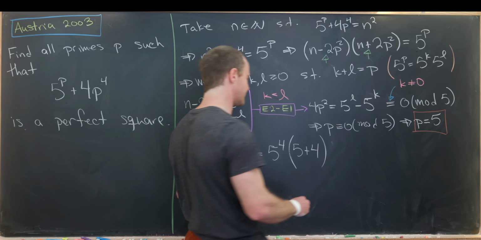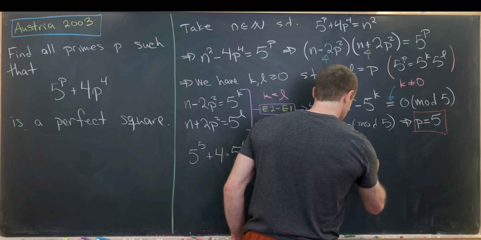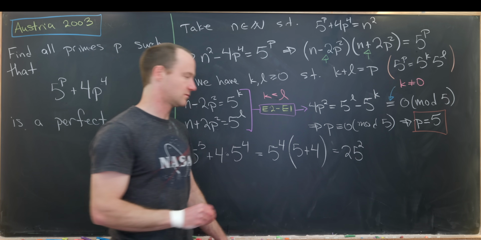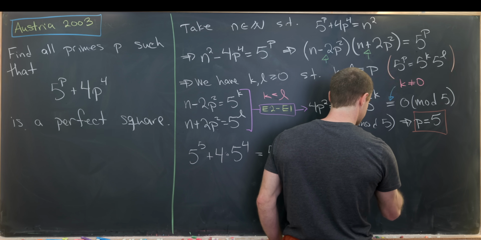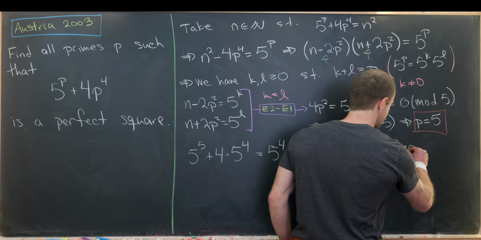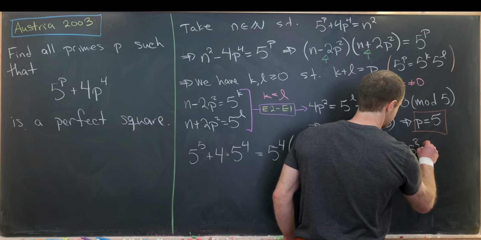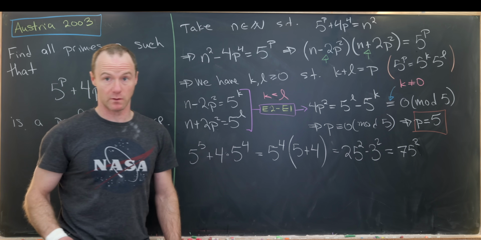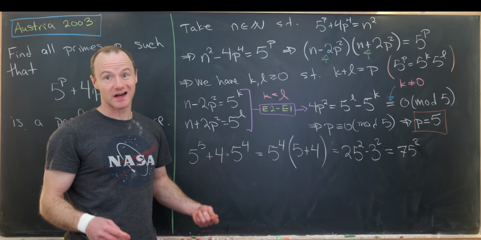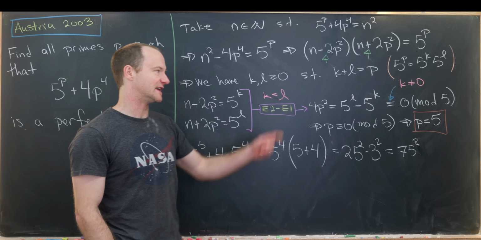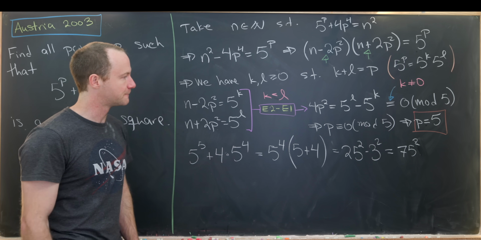Okay, but let's notice that 5 to the 4 is the same thing as 25 squared. And then 5 plus 4 is 9, which is 3 squared. So that makes this thing 75 squared. So that's most definitely a perfect square. So notice at this moment, we're actually not sure that we get a perfect square. We just see that it's possible to get a perfect square.